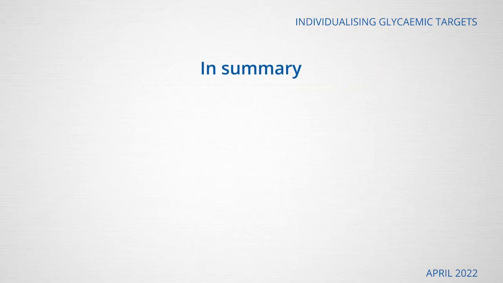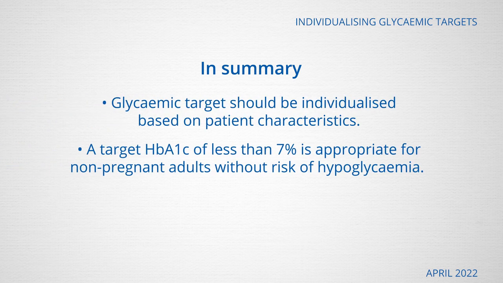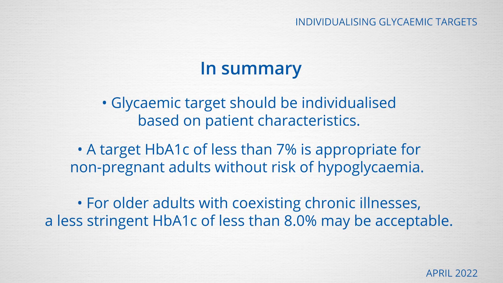In summary, glycemic targets should be individualised based on patient characteristics. A target HbA1c of less than 7% is appropriate for many non-pregnant adults without significant risk of hypoglycemia. For older adults with coexisting chronic illnesses, a less stringent HbA1c of less than 8% may be acceptable.